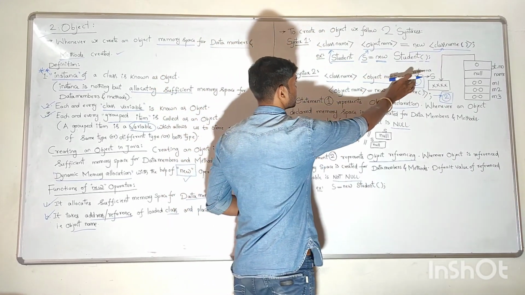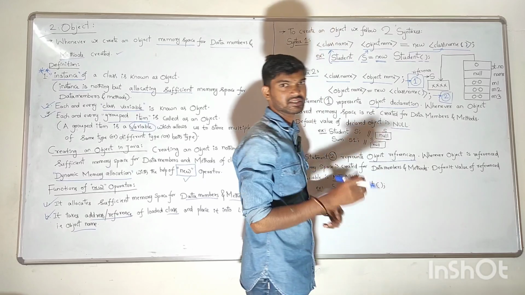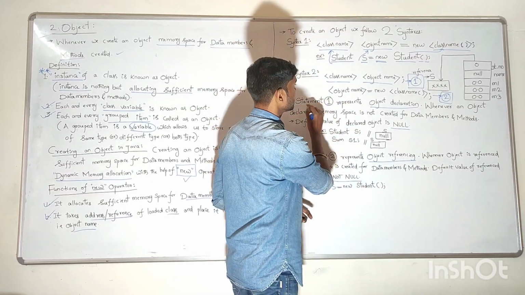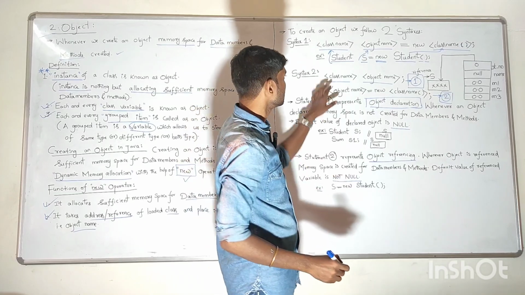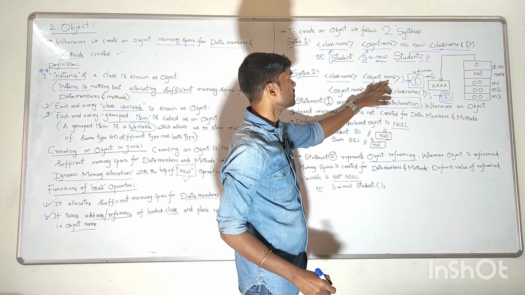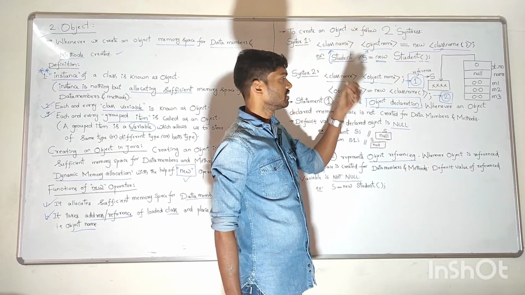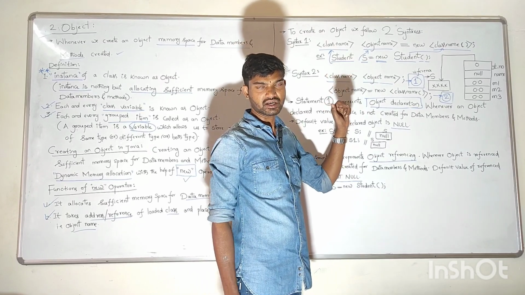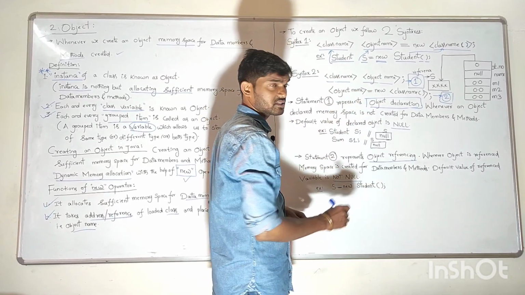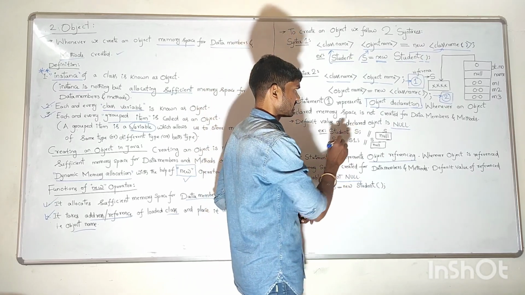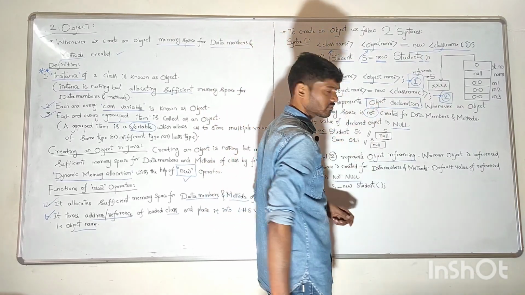What does the first statement indicate, and what does the second statement indicate? The first statement indicates that it is an object declaration. So this statement 1, class name, object name, semicolon, is the object declaration. Whenever you declare an object, the memory space for the data members and methods is not created.